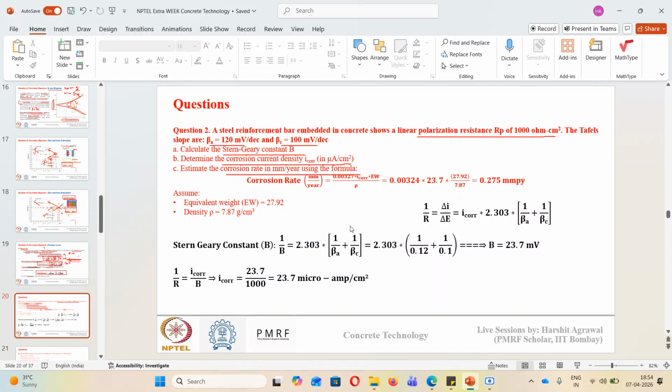So in this way we have seen a combination of the Stern-Geary relationship and corrosion rate estimation. The Stern-Geary relationship helps us to calculate the corrosion current density, and then using Faraday's law we calculated corrosion rate from current density.